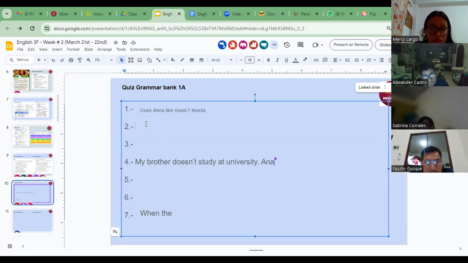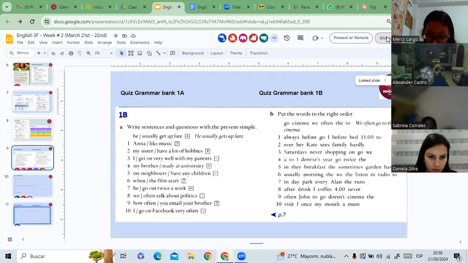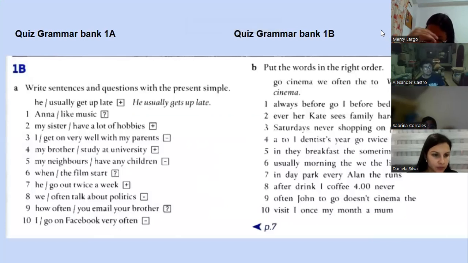Aquí lo escribe. On number 2, ahí escribimos. Y usted pone su nombre, no se olvide. Number 3. Let's go to number 3. I get on very well with my parents, but it's a negative statement. So how can we? I don't. Excellent. Daniela, yes, go ahead.